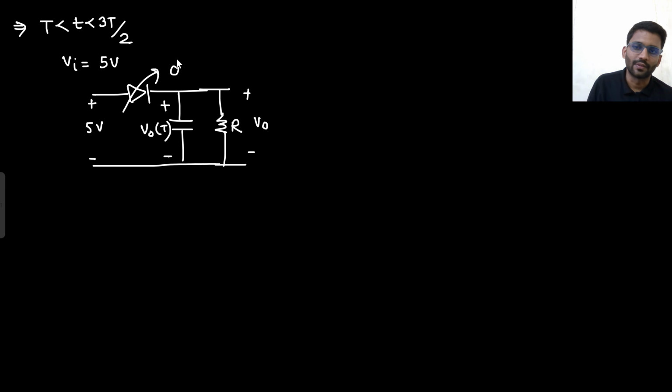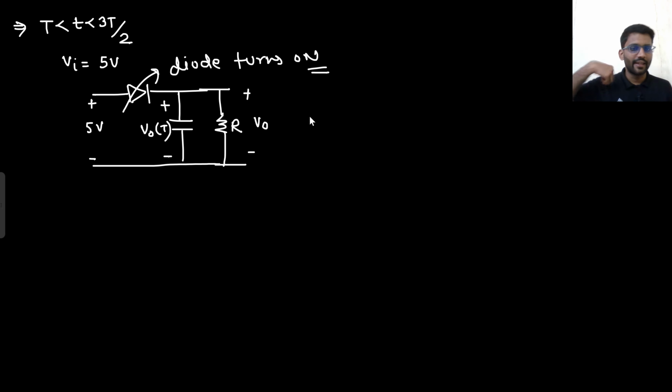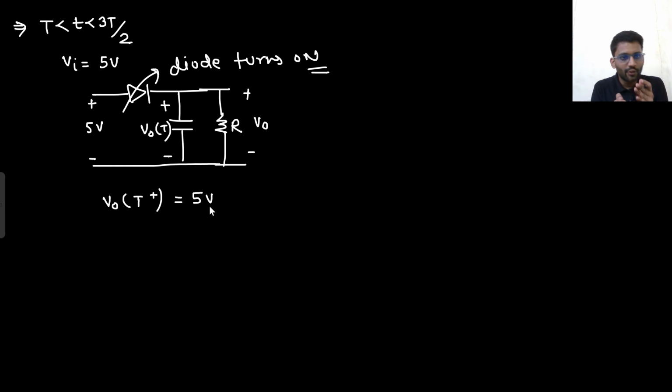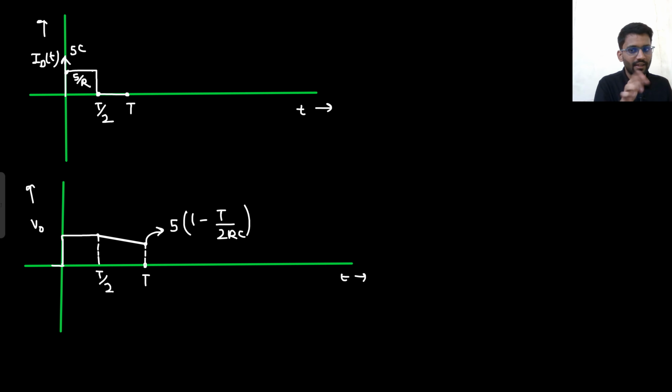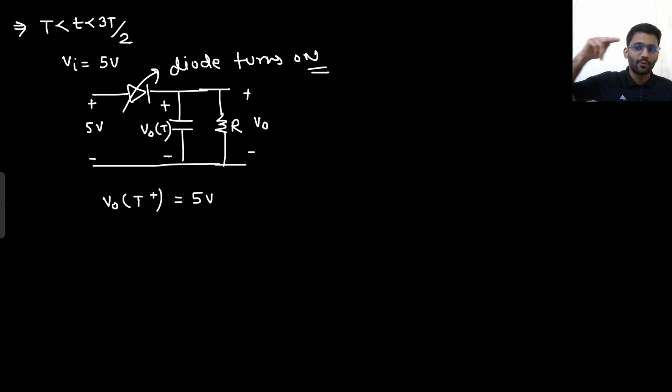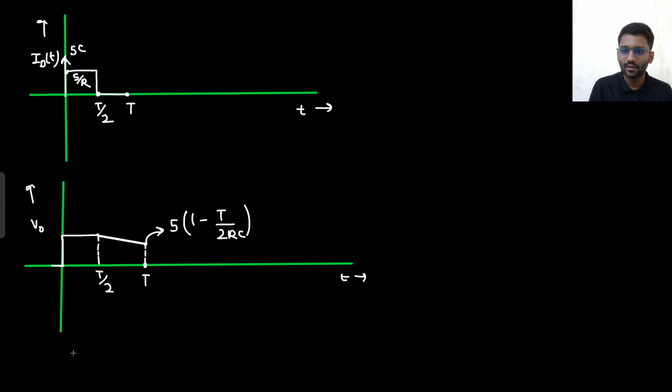What will happen? The diode again turns on. Just as the diode turns on, what happens? Your V naught value at T plus would be 5 volt. Suddenly your V naught value rises. At time T minus it was 5 into 1 minus T by RC, but at time T plus it is 5 volt. From 5 into 1 minus T by RC to 5 volt, suddenly it is rising. Are you getting this point? And it will remain there. So how will your V naught waveform look like?